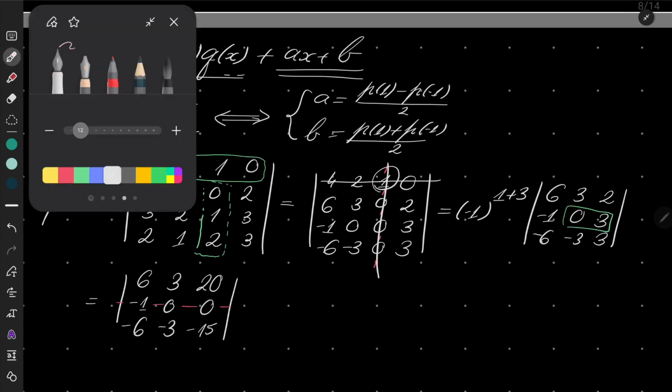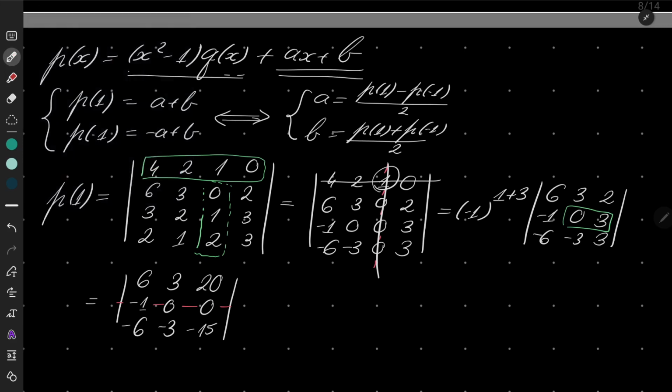So our determinant is this term times -1 to the index of column plus the index of row. So it's second row, first column, times the determinant of the 2 by 2 matrix 3, 20, -3, -15.